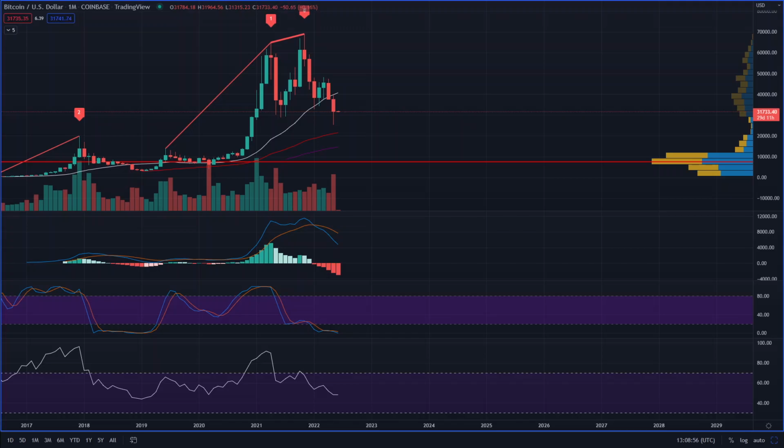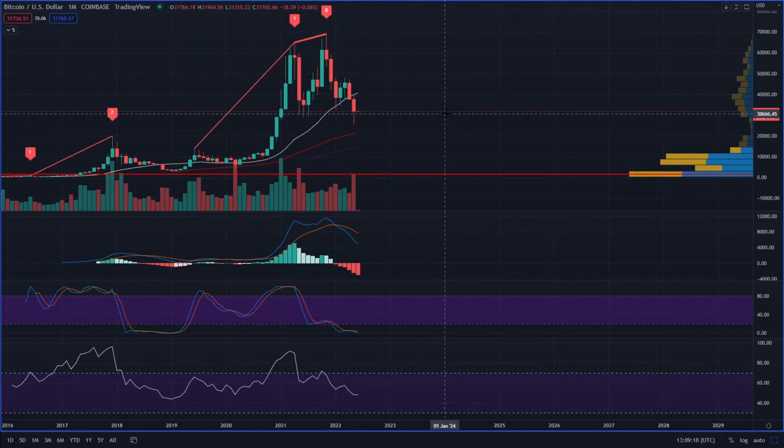Figured, hey, it's a new month. Let's go ahead and start out taking a look at the monthly chart. And, I don't know, it doesn't look amazing, right? Now, this is the Bitcoin USD chart on Coinbase, so it might be slightly different than USDT, but the chart itself will look vastly the same.